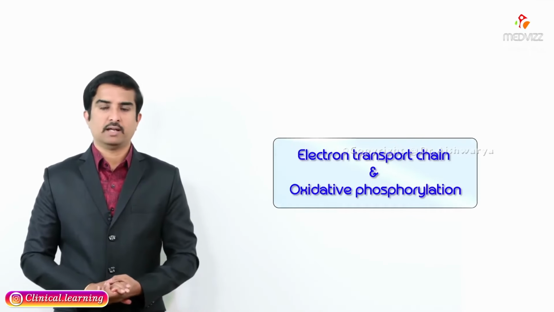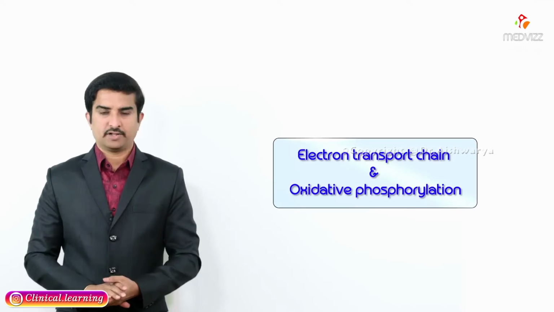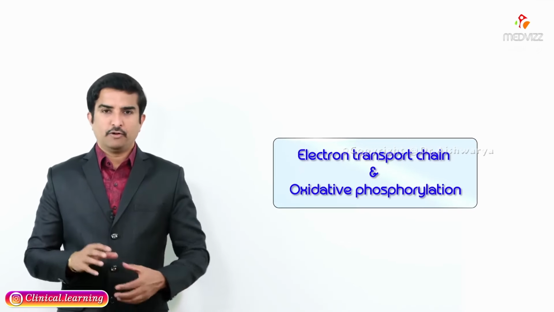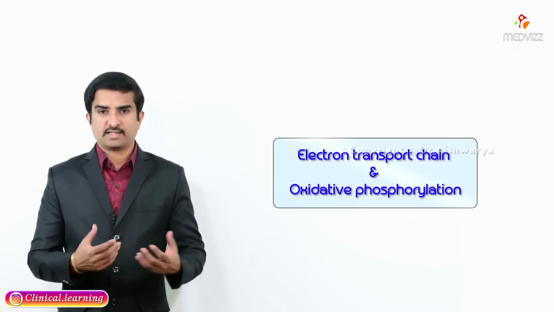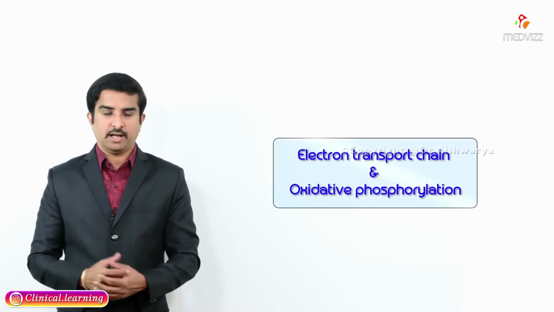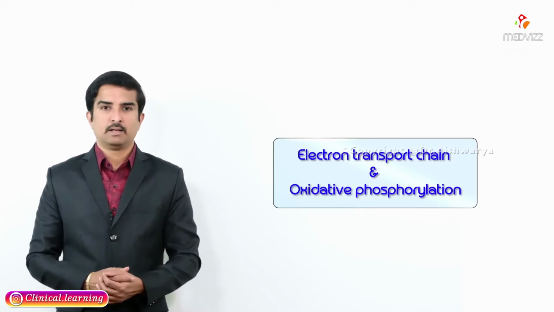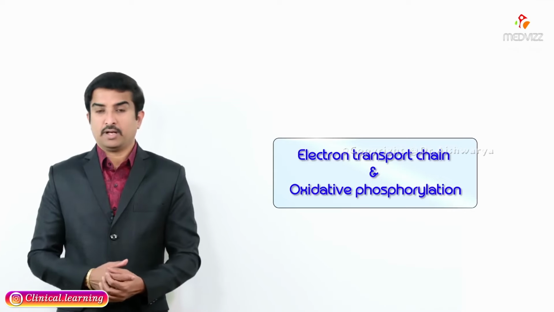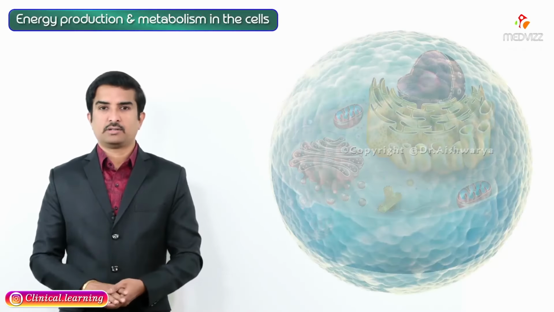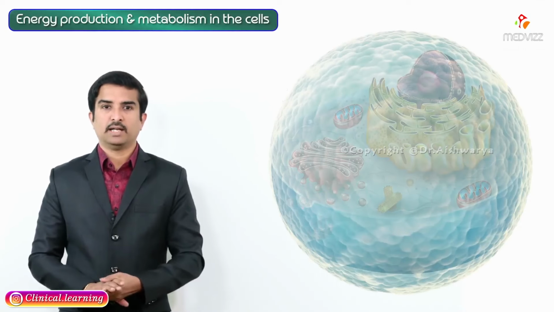Here we are going to begin the new chapter in medical biochemistry, that is the electron transport chain and oxidative phosphorylation. Before we directly jump into the concepts of ETC and oxidative phosphorylation, let us have an idea regarding energy production as well as metabolism in the cells.